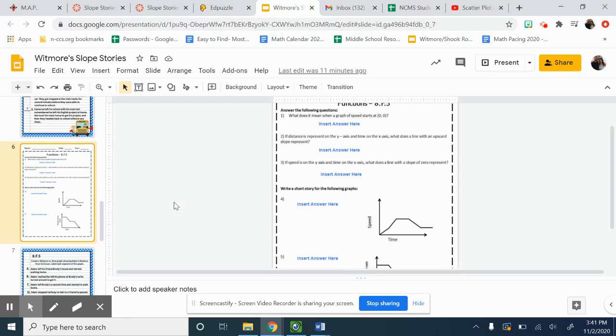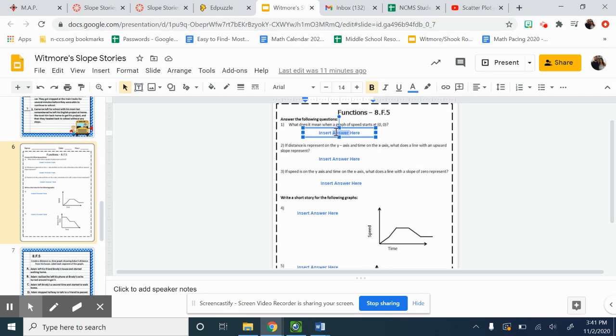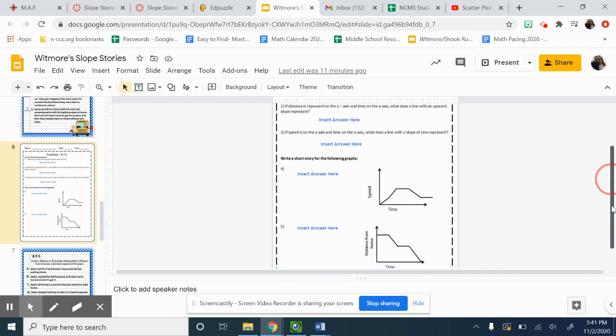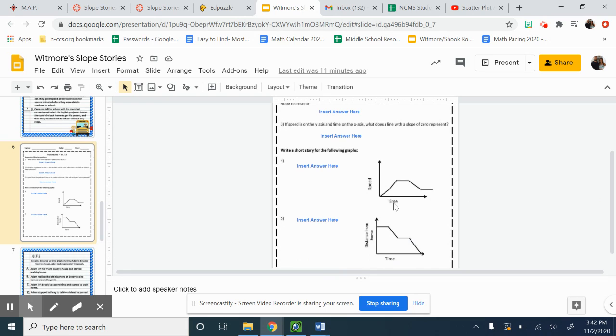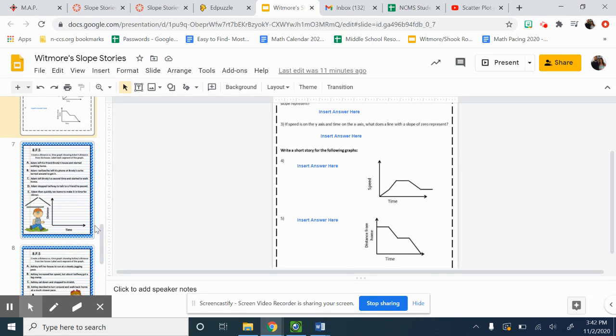And then again on the next slide, you are going to be pretty much doing the same thing. And where it's blue is where you'll type and you'll highlight to type your answer there. So you get to get creative on some of these. So like on 4 and 5 on slide 6, it says to write the story for what's happening. You get to decide what is happening on this graph. Just type out a couple sentences.